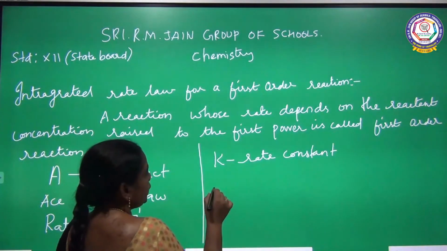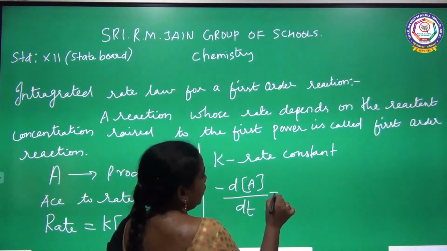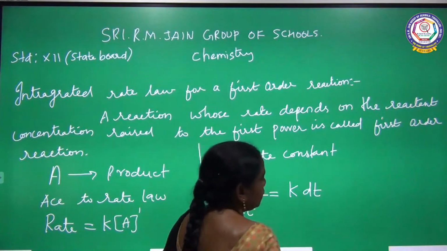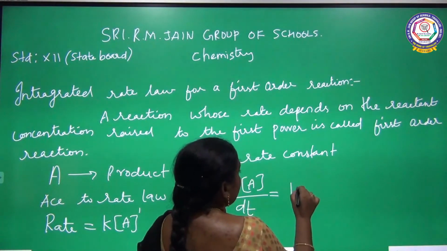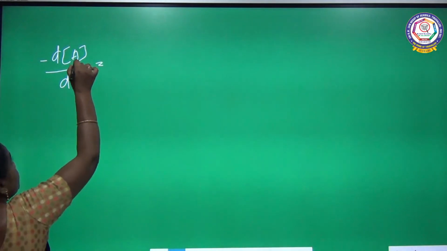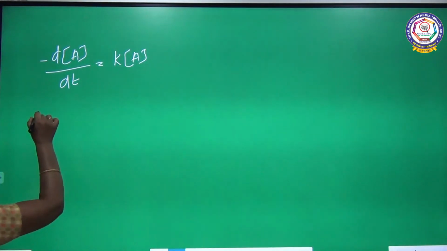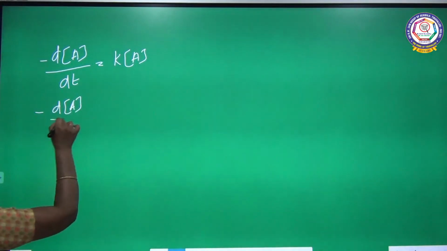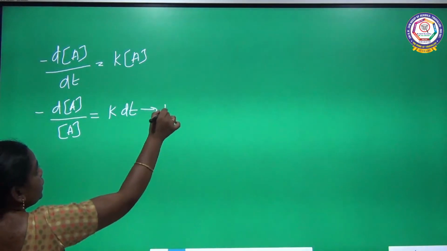And this rate equation can be written as the decrease in concentration of the reactant with change in time, minus d[A] by dt, equal to K into concentration of A. Now we are going to bring the same terms to one side: minus d[A] by [A] equal to K into dt. So this equation is taken as equation 1.